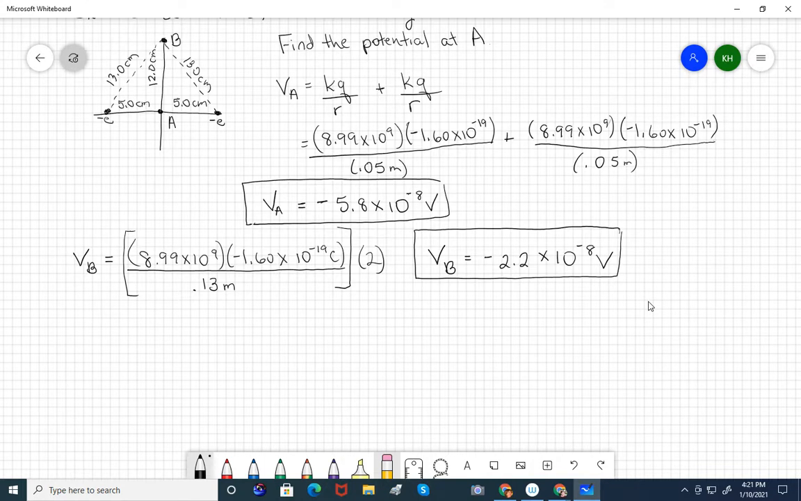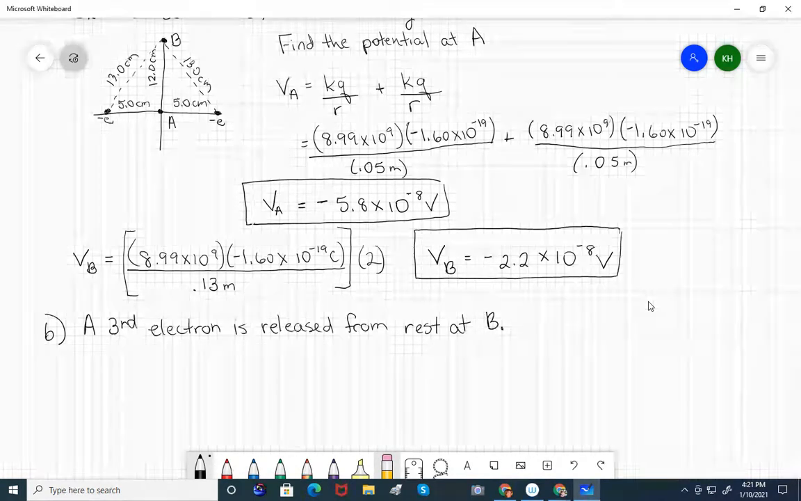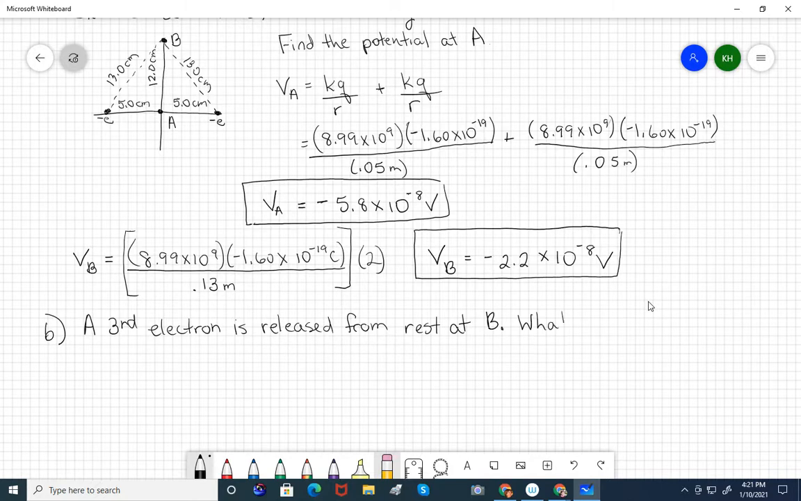All right, third part to this question, part B. It says, a third electron is released from rest at B. What is its speed?